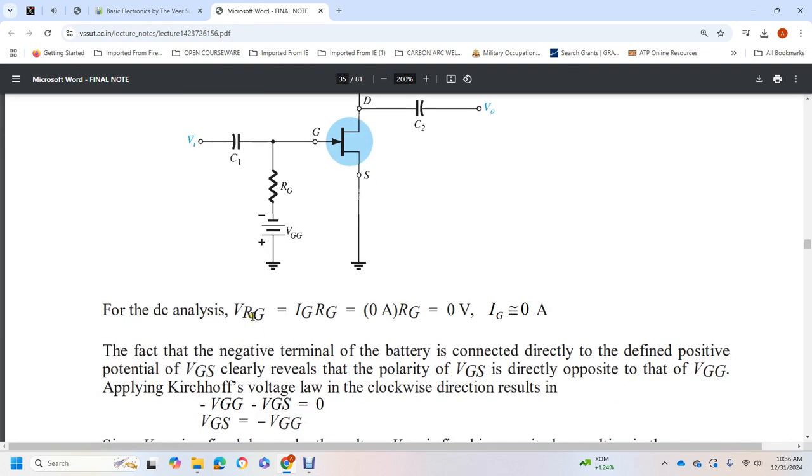For the DC analysis, the voltage across the gate resistor RG equals the gate current times RG, and the gate current is 0 amps. The negative terminal of the battery is connected directly to the gate, and the positive terminal to the source, which clearly reveals that the polarity of the voltage gate source is directly opposite to that of the supply voltage.